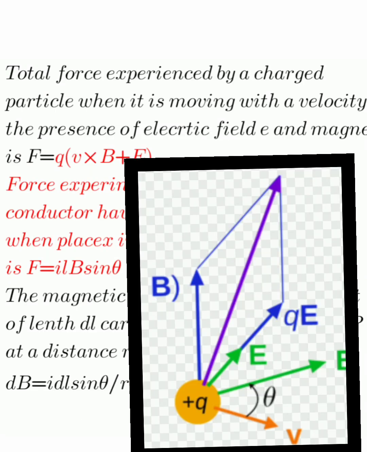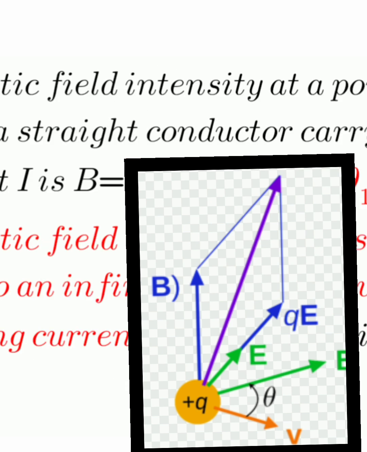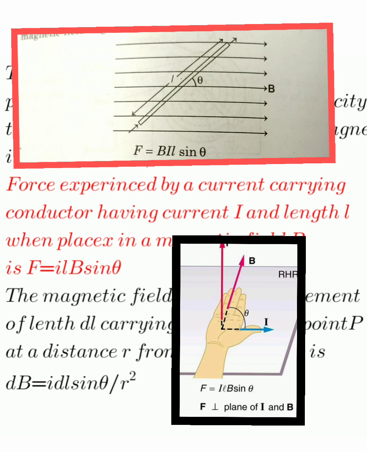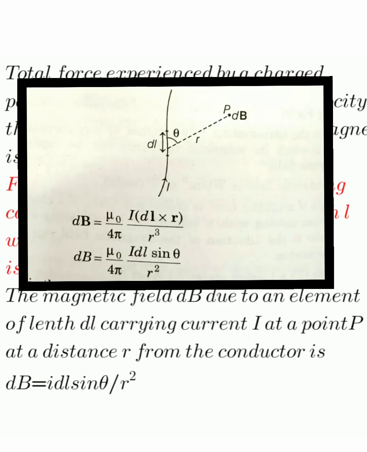When a particle enters an electric field E and magnetic field B with a velocity V, the force experienced by the charged particle in the presence of electric and magnetic fields is given by F = q(V × B + E). The force experienced by a conductor carrying current I and length L when placed in a magnetic field B is F = ILB sin theta. The magnetic field dB due to an element of length dl carrying current I at a point P at a distance r from the conductor is dB = I dl sin theta / r squared. It is called Biot-Savart's law.